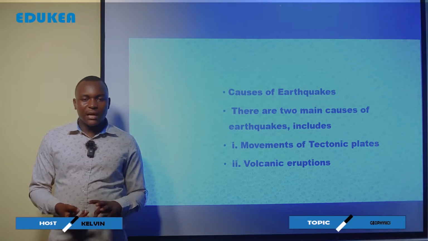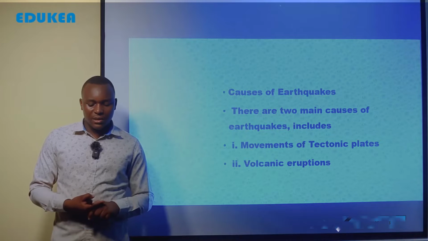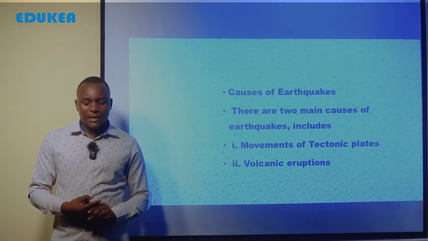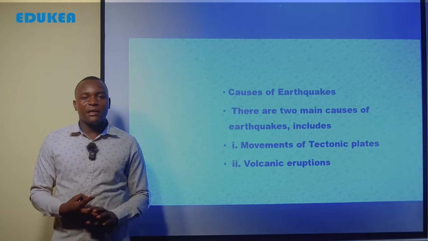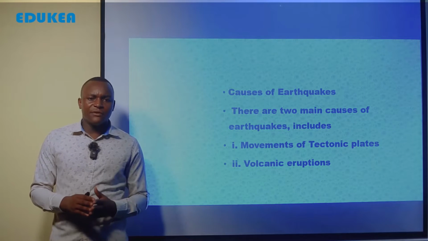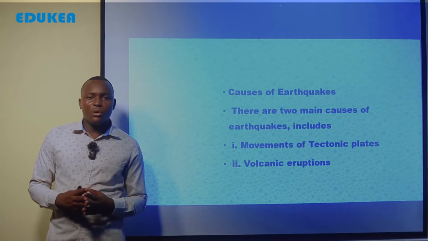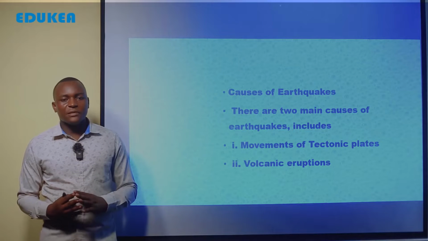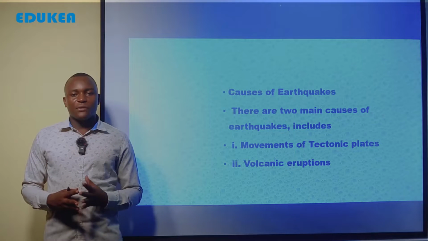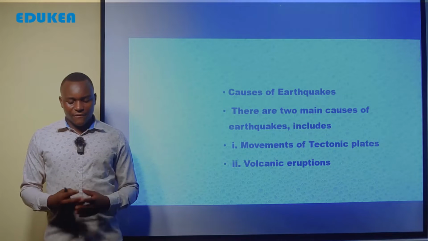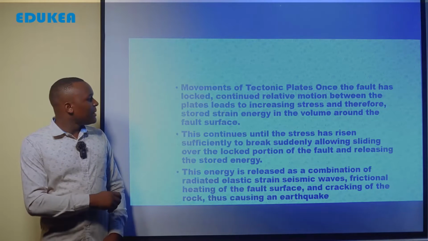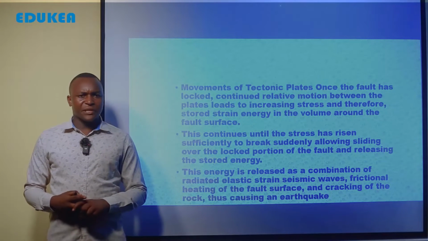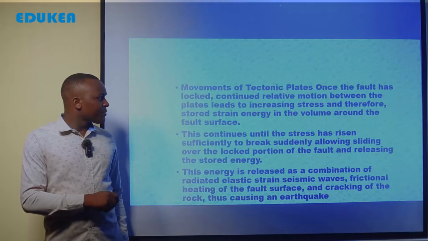So let's see what the causes of the earthquake are. We say that there are two main causes of the earthquake. The first one is movement of tectonic plates, and the second one is volcanic eruption. As we learned, volcanic eruption is also a cause of earthquakes, but the movement of tectonic plates is also among the causes of the earthquake. Now let's start by looking at the movement of tectonic plates.